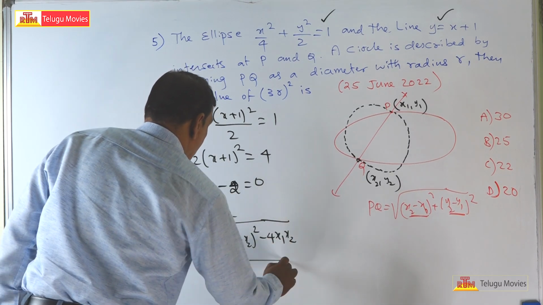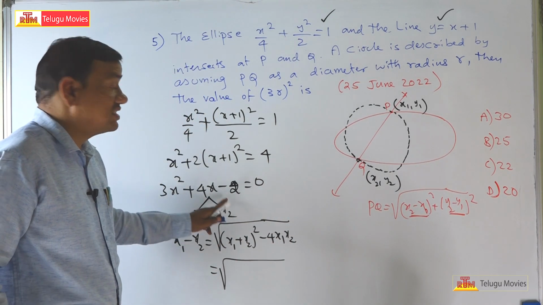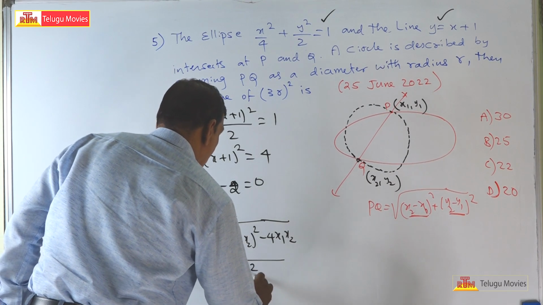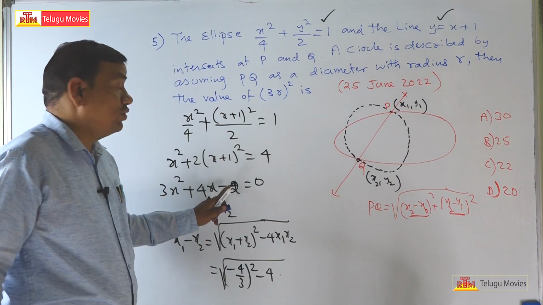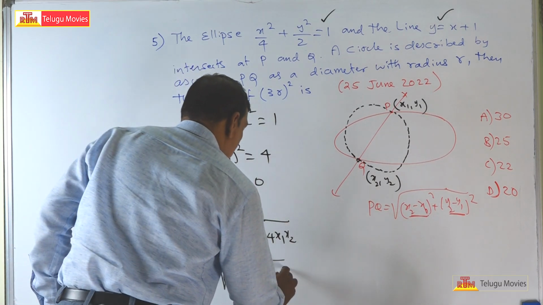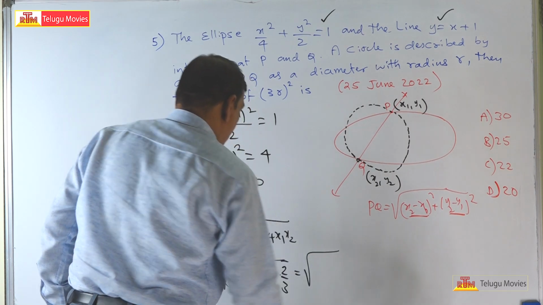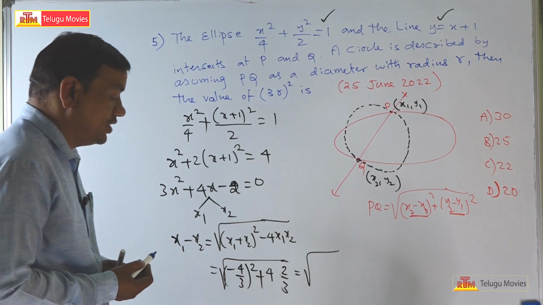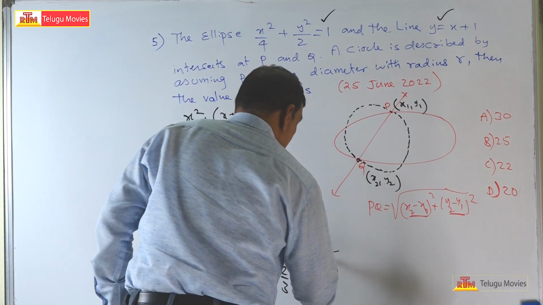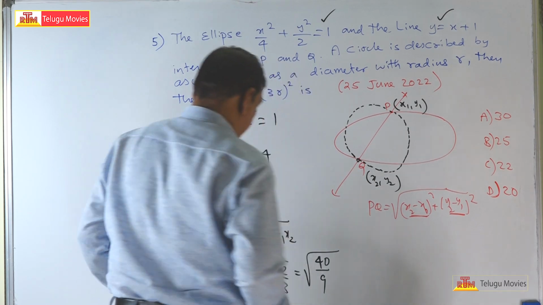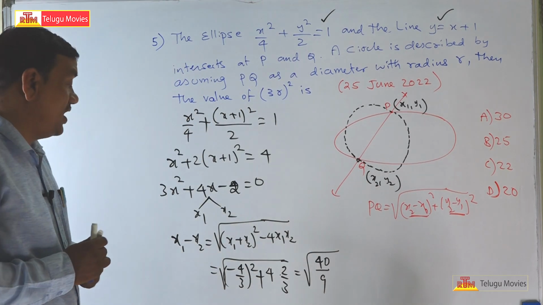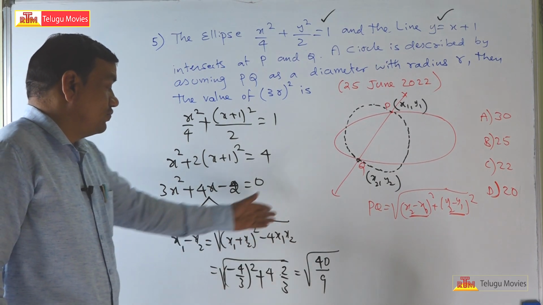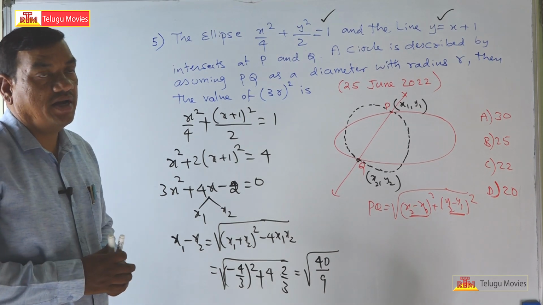So, this is equal to under square root of (x1 plus x2), sum of the roots, minus 4 by 3, whole square, minus 4 times x1 into x2, minus 2 by 3, that means plus 2 by 3. If you calculate this value, minus 4 by 3 whole square plus 8 by 3, altogether you will get 40 by 9. So this is 16 plus 8 by 3, under square root of 40 by 9 you will get.